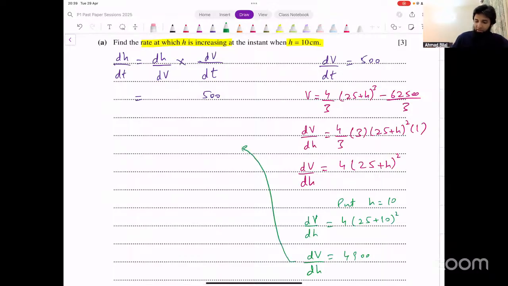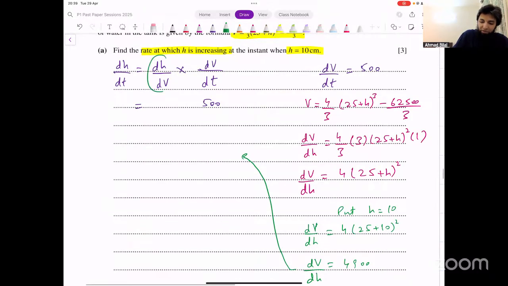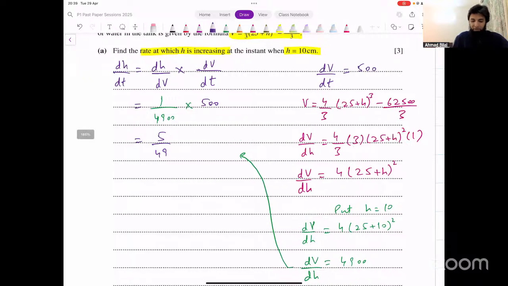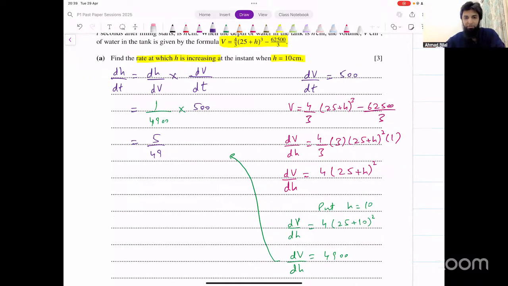Input that here. We have dh over dV here, so we'll take the reciprocal of that. 1 over 4,900 times 500, and that will give you the result. It turns out to be 5 over 49. You can leave it as it is if you want, or write decimals. This is dh over dt, that's what we wanted to find out. Make sense? Let's have a look at the next question now.